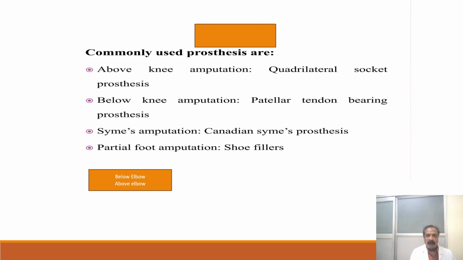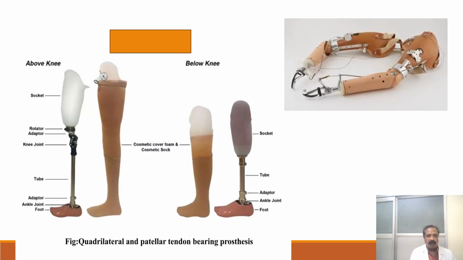For above knee amputation, sockets are of many types, but the commonly used one is the quadrilateral socket. We'll come to that. For below knee amputation, the PTB socket, or patellar tendon bearing prosthesis. Canadian Syme prosthesis for Syme amputation. For partial amputation, various types of shoe fillers are there. For example, these are the components of a prosthesis. This is known as the socket. This is a rotator adapter. This is the knee joint. Many types of knee joint: four-bar linkage, single axis, hydraulic, pneumatic, many types of knee joints.